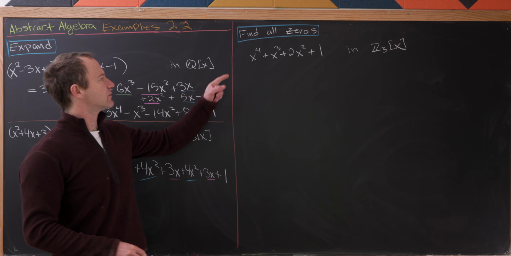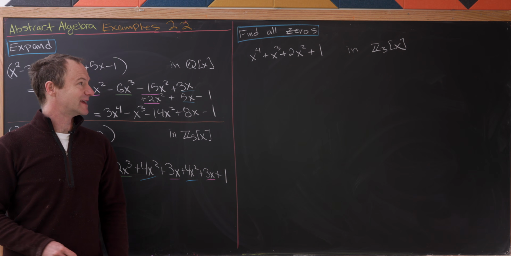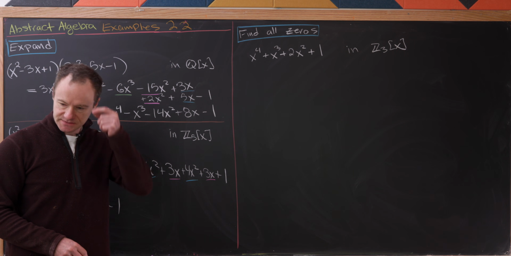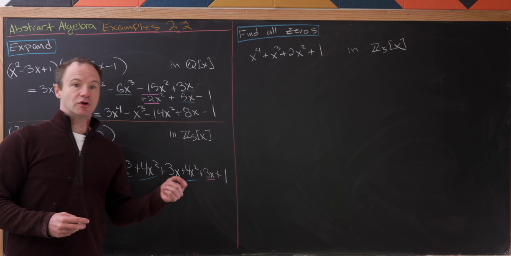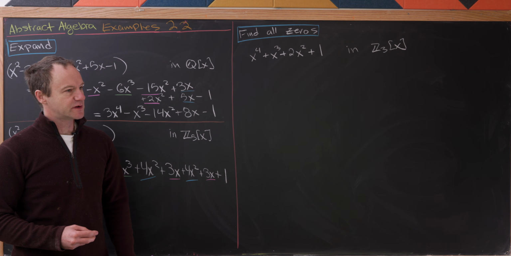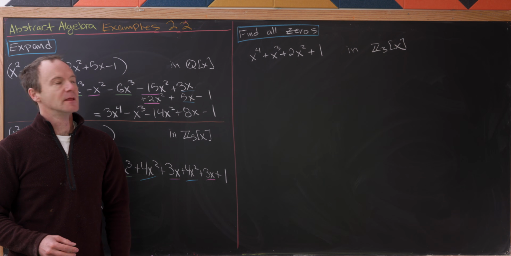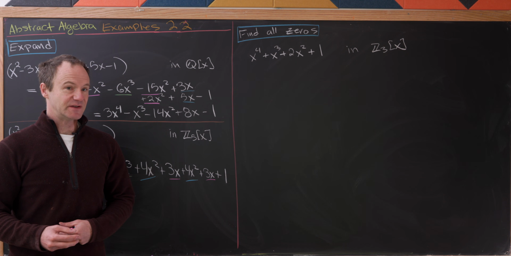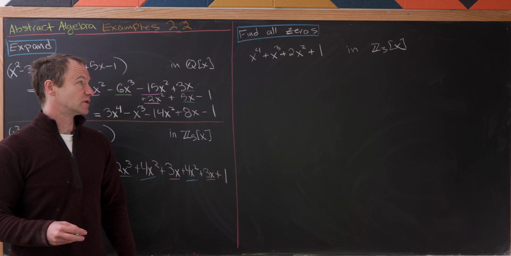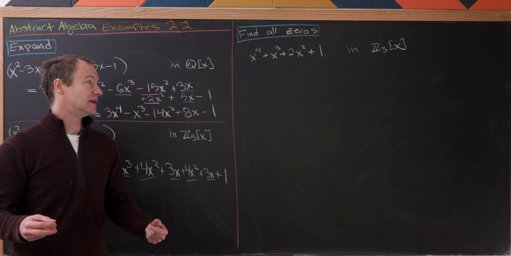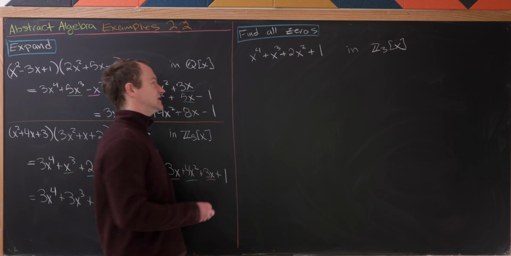Okay, so for our next problem, let's find all the zeros of the following quartic polynomial in Z3 adjoin x. So inside of maybe Q adjoin x, you know, the rational field with polynomials, there's a trick to do this kind of thing called the rational root theorem. But inside of finite fields, maybe our best trick is just exhaustion. In other words, we'll try all elements of Z3 and see which ones give us 0.